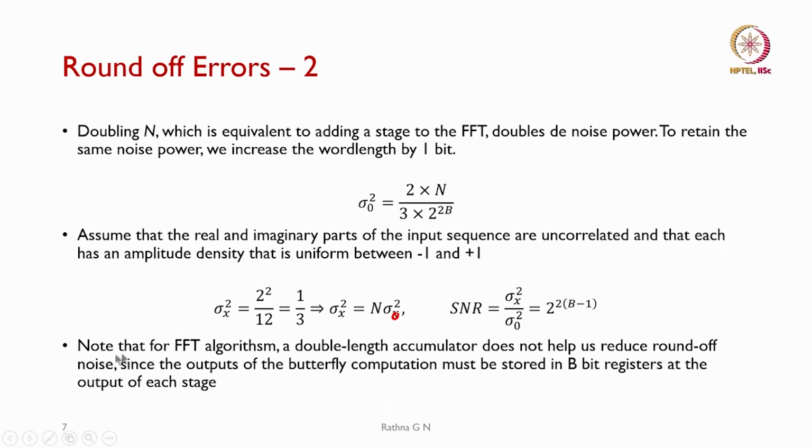The note we are going to carry from here for the FFT algorithm is that a double length accumulator does not help us reduce round off noise, since the outputs of the butterfly computation must be stored in B bit registers at the output of each stage. Just like in an FIR filter, by increasing the length of our accumulator we could hold on to the result till the end, but here we will not be able to do it because we have to use it for the next stage.